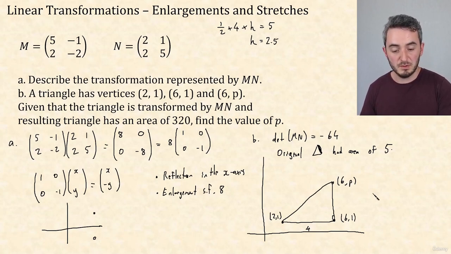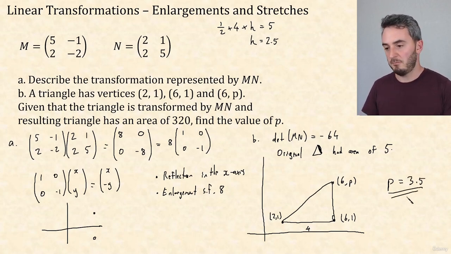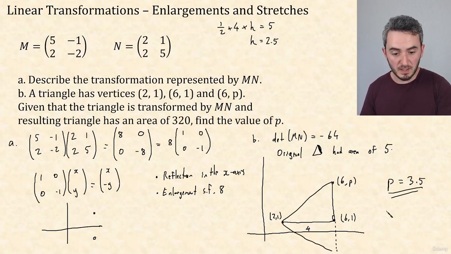So from 1 up to 3.5. So p is going to equal 3.5. Now, there's another value of p because given the information we've actually got, p could have been 2.5 below, so way down here. So that would be that p was 2.5 below 1, which would be minus 1.5.